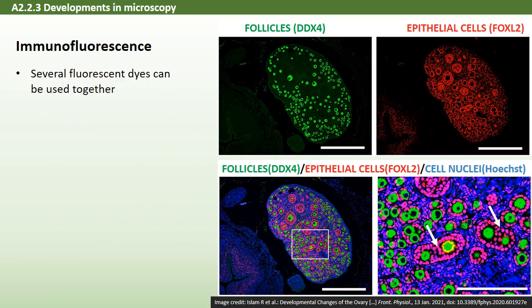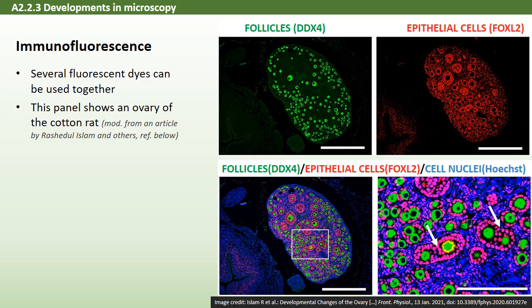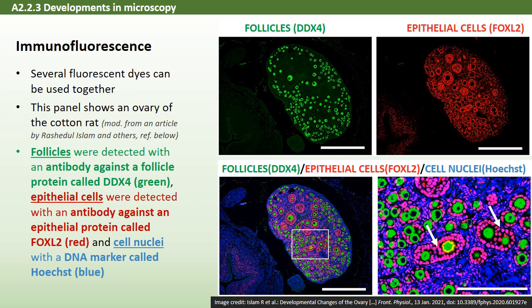Several fluorescent dyes can be used together. This panel shows an overview of the cotton rat from an article by Rashidul Islam and others. Here, follicles were detected with an antibody against a follicle protein called DDX4. This antibody would be a primary antibody, so it binds exclusively to DDX4. Then a secondary antibody was added, and this secondary antibody was carrying green fluorescent molecules. The secondary antibody recognized the primary antibody, and now we see DDX4 in green.